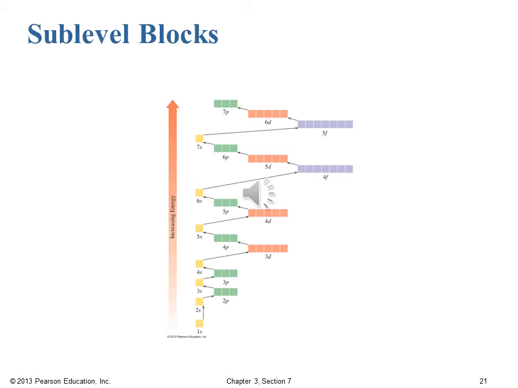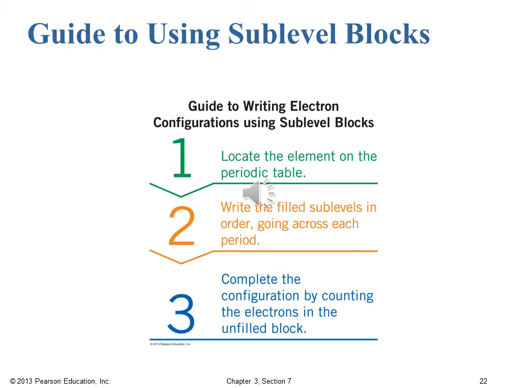The f's appear two periods later than you would first expect them. And our text gives us a guide to using these sublevel blocks, and of course they suggest that we first locate the element on the periodic table, then we write the filled sublevels in order going across each period, and finally complete the configuration by counting the electrons in the unfilled block. So let's take a look at how we apply these guides in action.